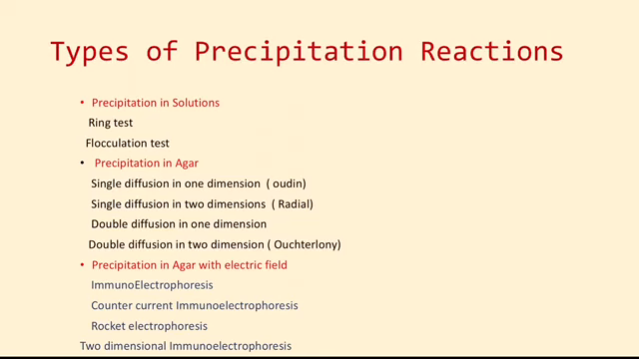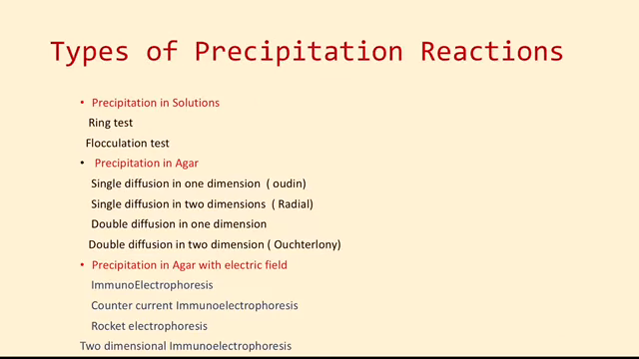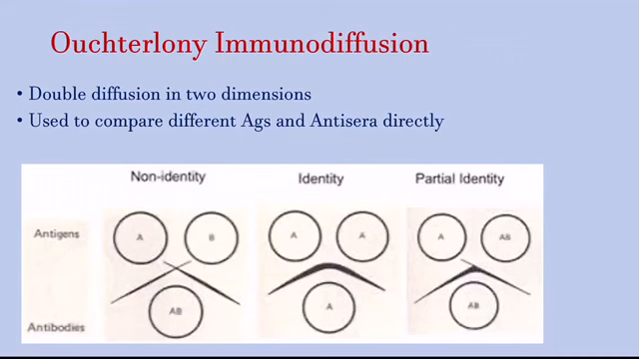This is radial immunodiffusion. Here, antibody is incorporated in the agar, the agar is poured on the slide, wells are cut, and the antigen is placed in the wells. Now the antigen diffuses and forms a ring around the well. The diameter of the halo is directly proportional to the concentration of the antigen. The next one is double diffusion in one dimension, and then double diffusion in two dimensions, that is Ouchterlony diffusion.